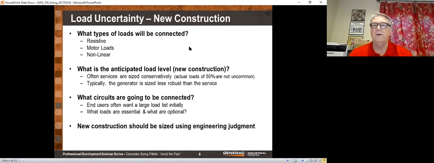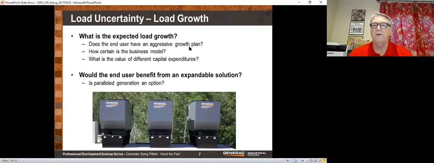Now, when we do analyze these things, we need to look at resistive loads, motor loads, and nonlinear loads, and we're going to talk about all of those things. We're going to also talk about paralleling, and paralleling generators is a very smart thing to do. Paralleling generators allows you to anticipate load growth and not have to buy more than you need. It also gives you redundancy, makes servicing easier, and is really a very, very nice thing to do for emergency systems where it's really critical that that generator be online.